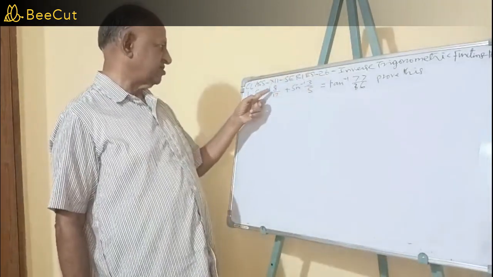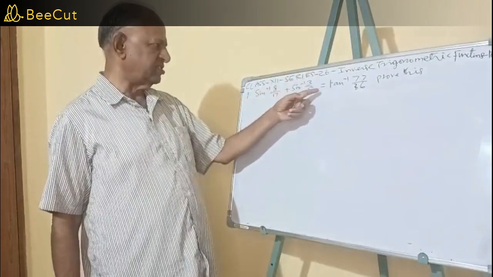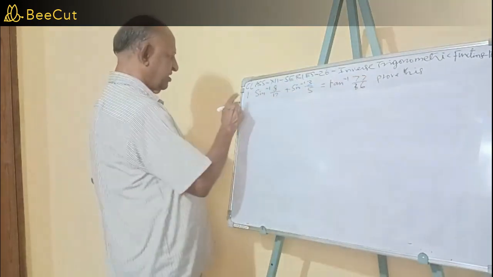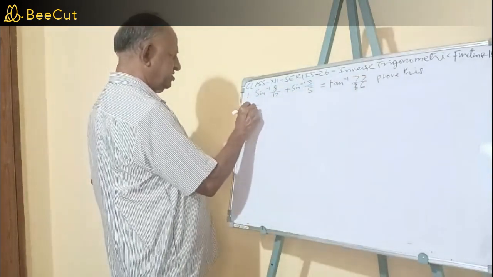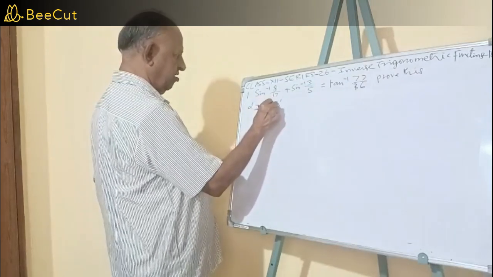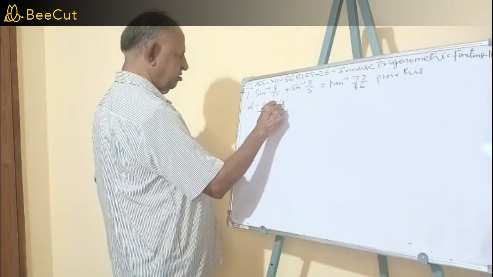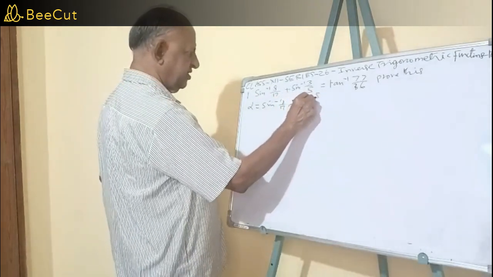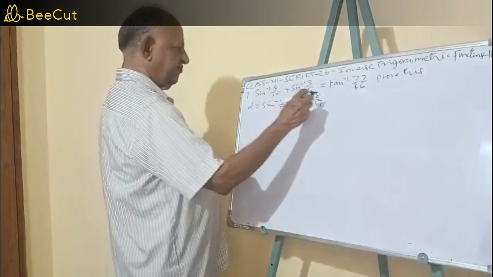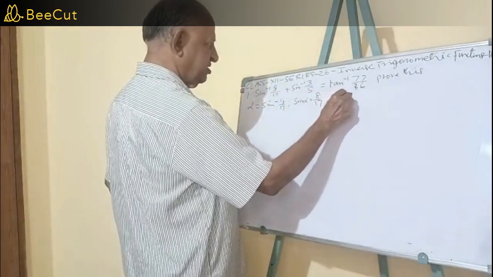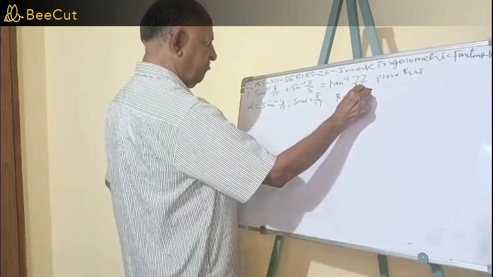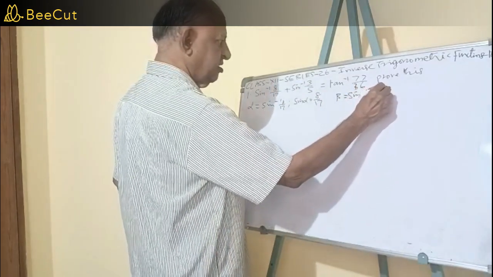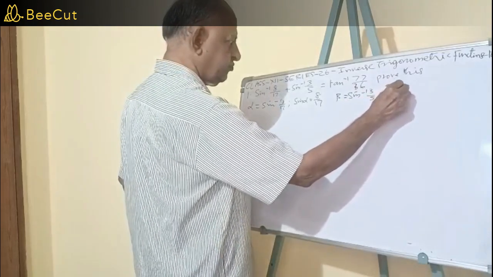The first sum is sin inverse of 8 by 17 plus sin inverse of 3 by 5 is equal to sin inverse of 77 by 85. Prove this. So let alpha be equal to sin inverse of 8 by 17, that is, sin alpha is equal to 8 by 17. Similarly, beta is equal to sin inverse of 3 by 5. So sin beta is equal to 3 by 5.